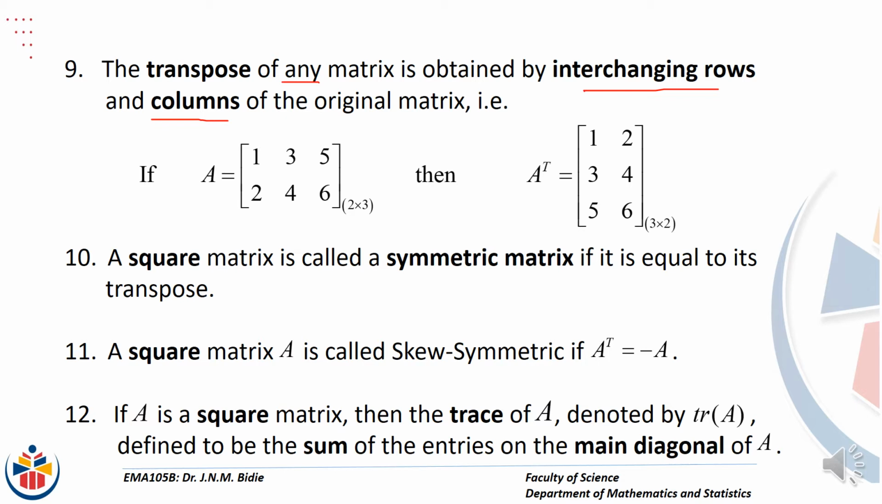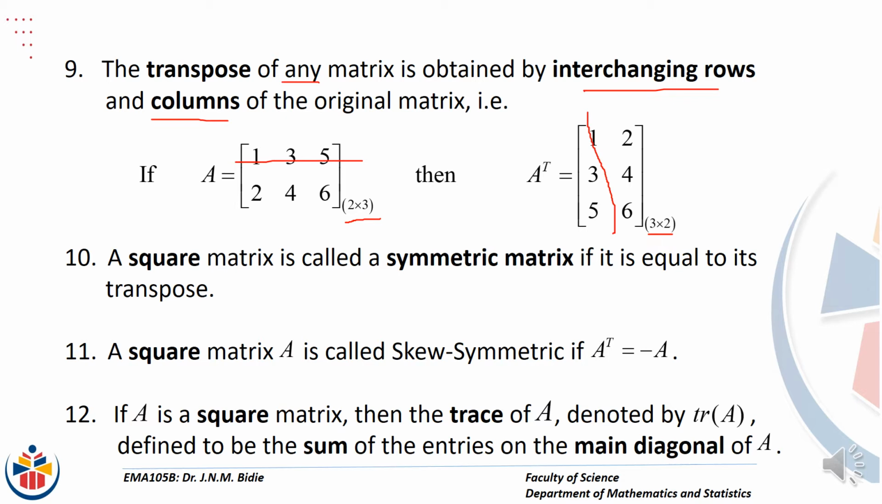Note we don't flip matrix A. We take the first row and make it the first column of the transpose. First row, first column. Second row, second column. Don't flip it. So because it was a 2 by 3 matrix, the A transpose size becomes a 3 by 2 matrix, because what we did was take each row of matrix A and make it a column of what we will call A transpose.